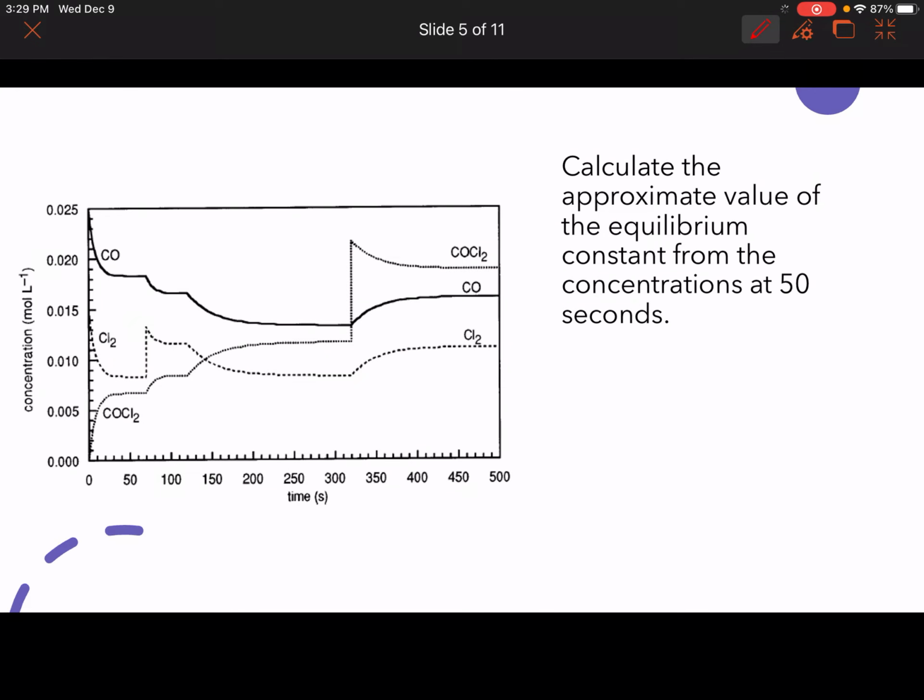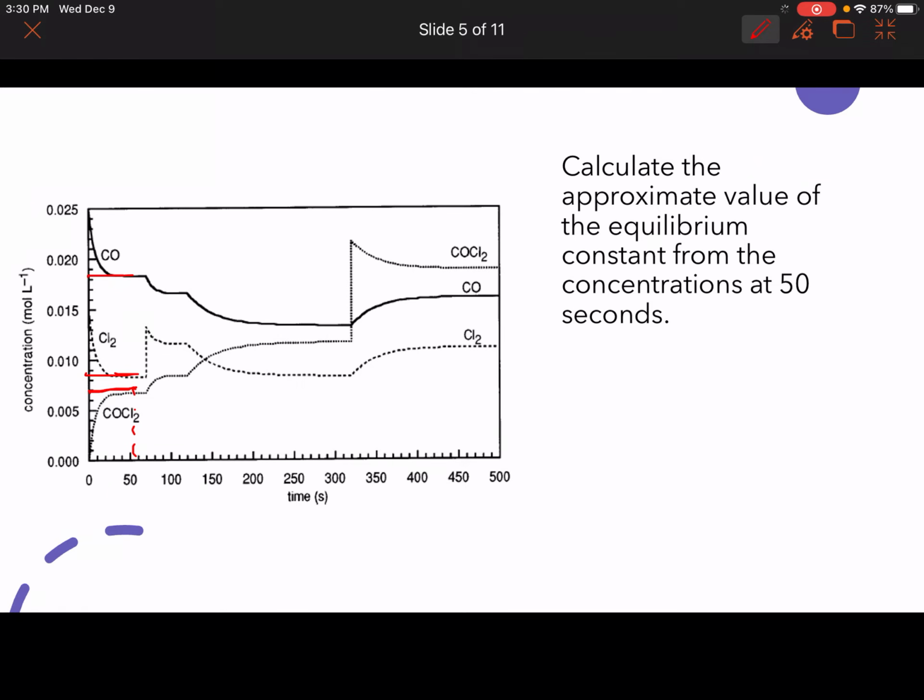Now, next one says calculate the approximate value of the equilibrium constant from the concentrations at 50 seconds. So I'm going to look here. At 50 seconds, if I go up, these are the concentrations. I'm going to read them off the graph. Sorry, it's really hard to write with the stylus here.